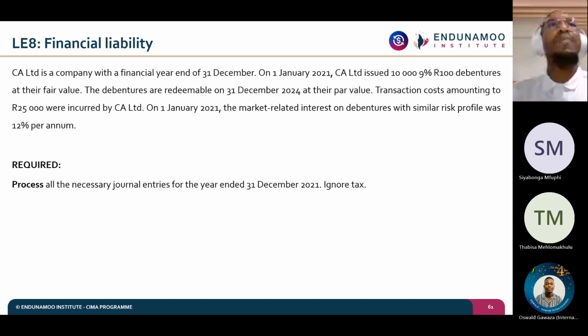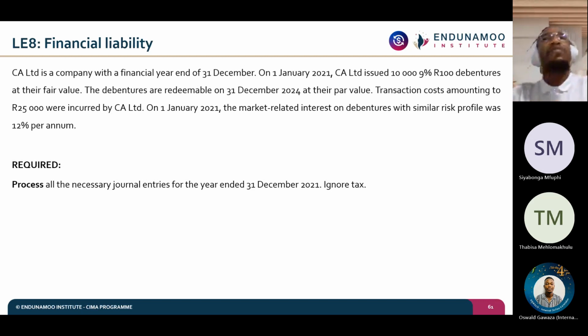We get told that these debentures were issued at their fair value, meaning the amount of money that went into the bank account is equal to the fair value. We were not told what the fair value is. But because we're given the market-related interest of 12% per annum, we can determine what the fair value is. What becomes tricky is the fact that there are now these transaction costs that have been incurred.